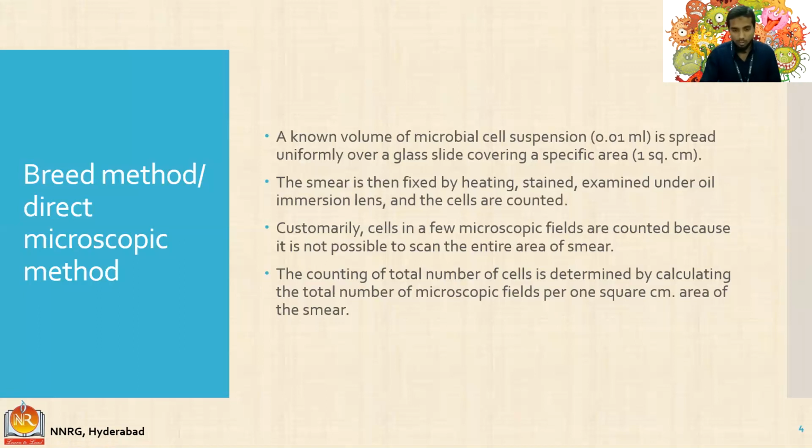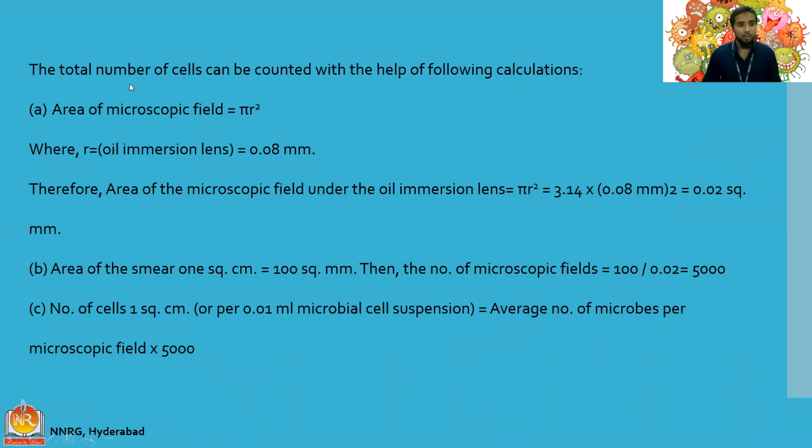So how do we calculate that? First, the total number of cells can be counted with the help of the following calculations. That is, first, the area of the microscopic field. Since it is a round shape, it will be pi r square. Circle area is pi r square. R is the oil immersion length. The lens that we see through has a diameter of 0.08 millimeter.